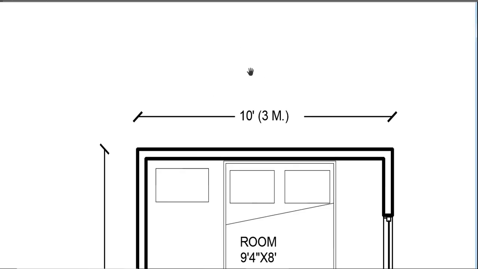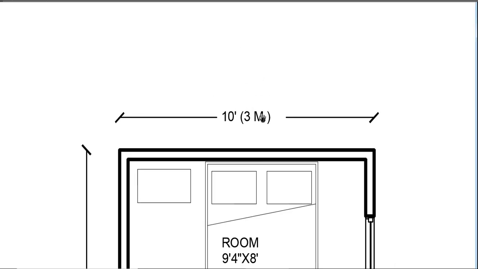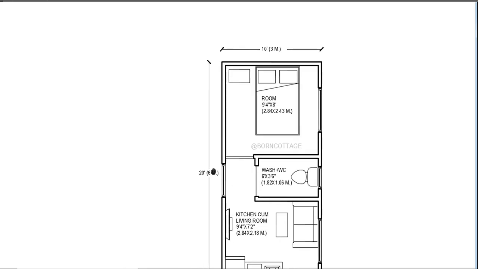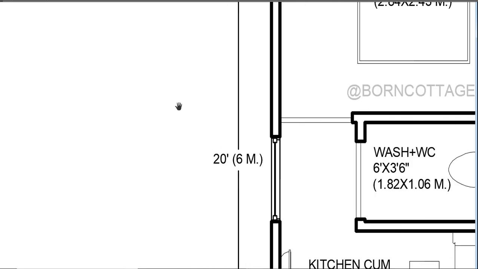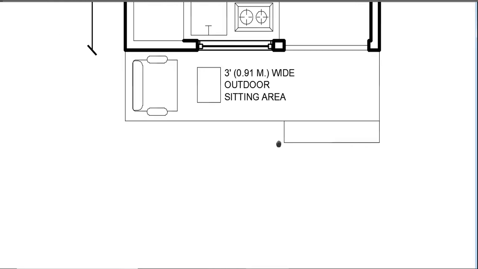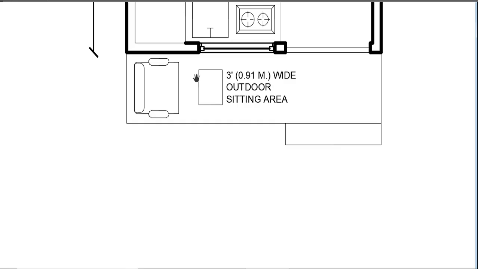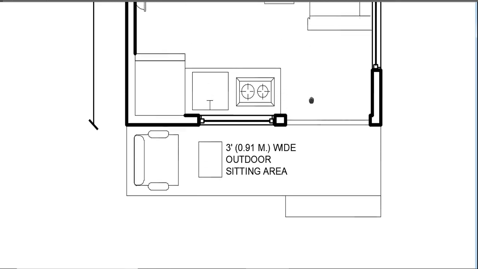The total area I have taken is 10 feet wide, in meter 3 meter, and the length is 20 feet, in meter 6 meter. We have a step and after that we'll go inside. So we have an outdoor sitting area in the front side. The size of the sitting area is 3 feet wide, in meter 0.91 meter, and here is a sliding door. After that we'll go inside.